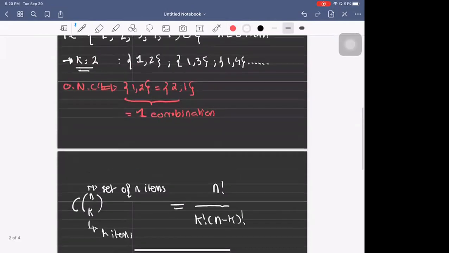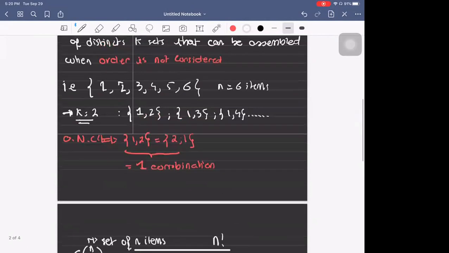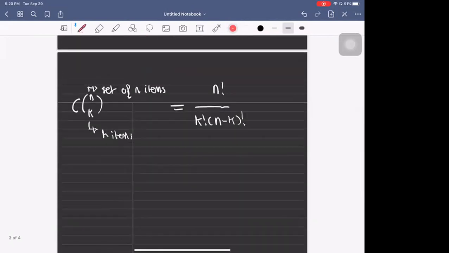Does anybody need a refresher on what factorials mean, or does everybody know what a factorial is? Or does anybody not know what a factorial is? It's easy. All right. Nobody's complaining, so there you go. So that's for combinations.